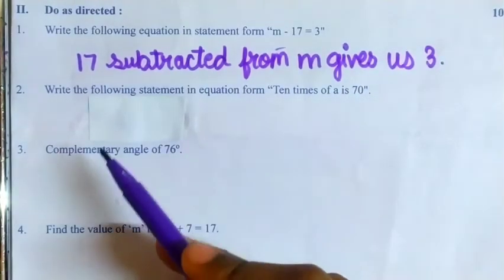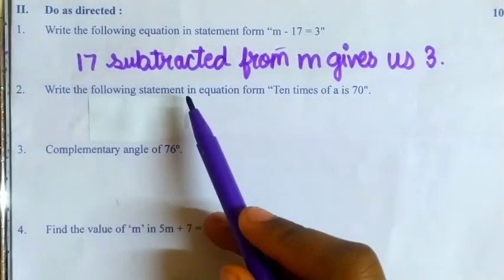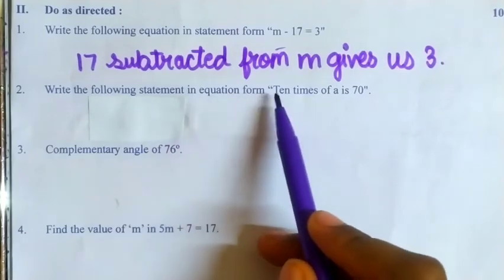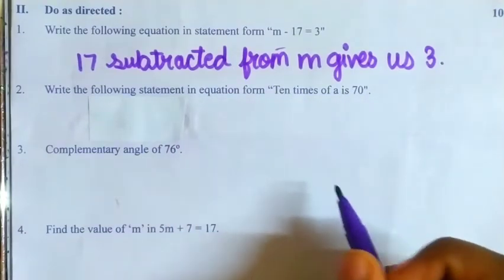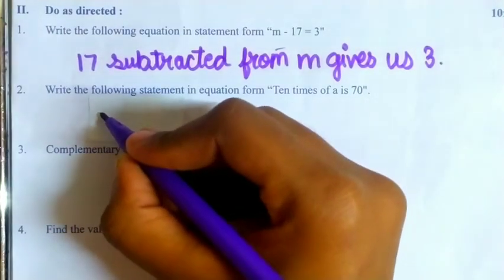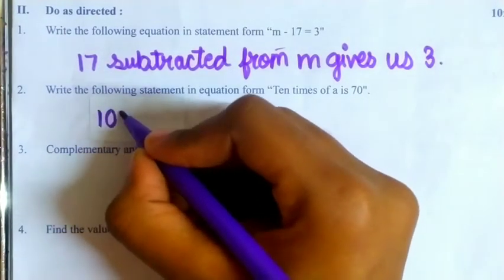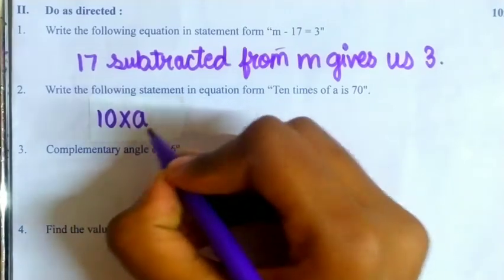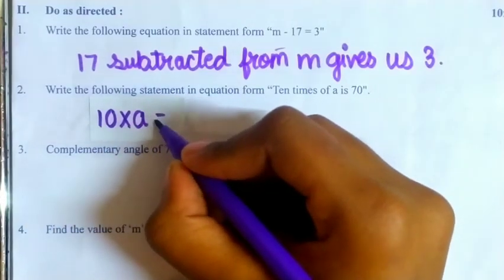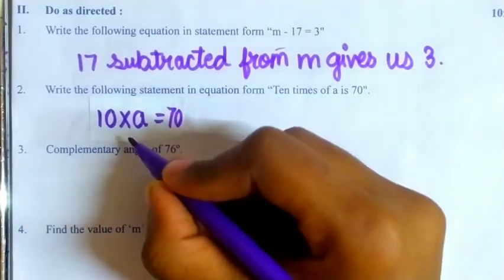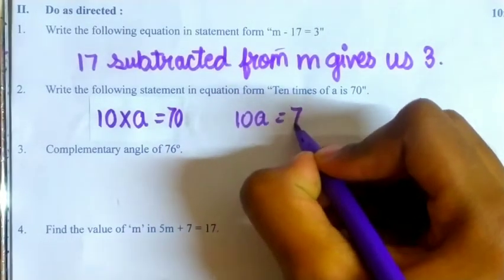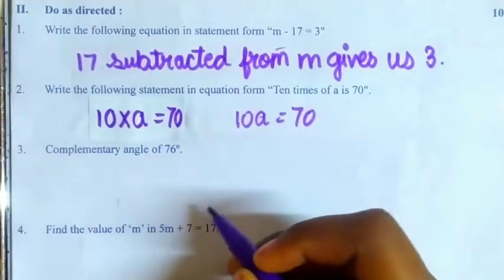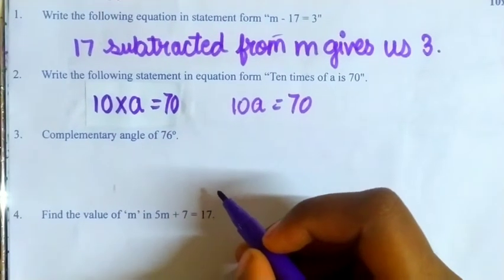Next, second one, write the following statement in equation form. 10 times A is 70. 10 times A means 10 multiplied by A. 10 multiplied by A equal to 70. This can be written as 10A equal to 70. Okay, let's move to the next one.